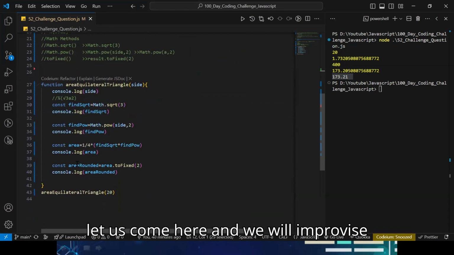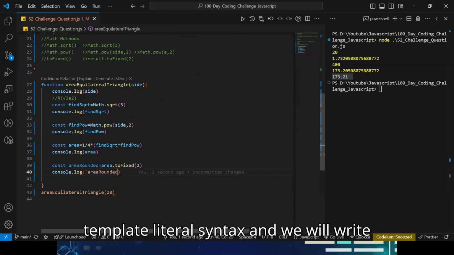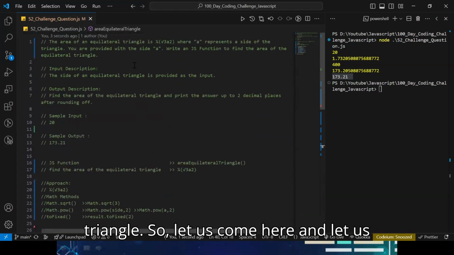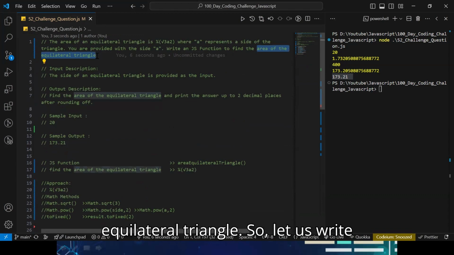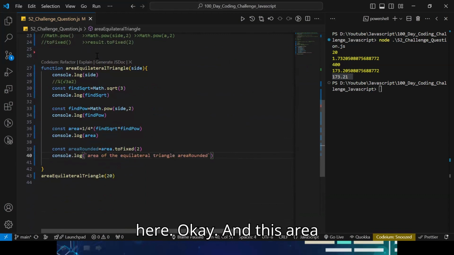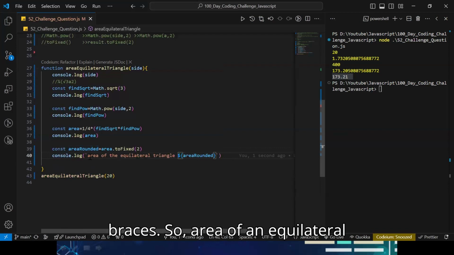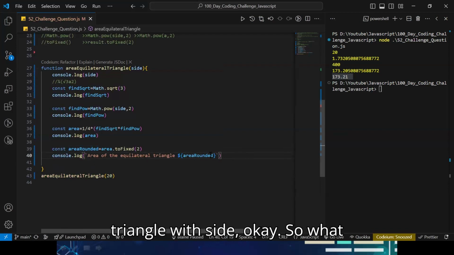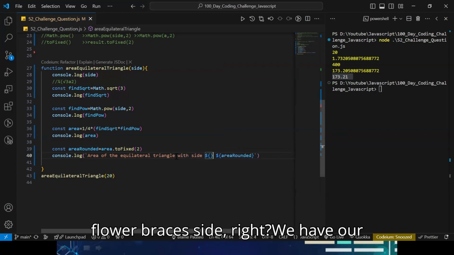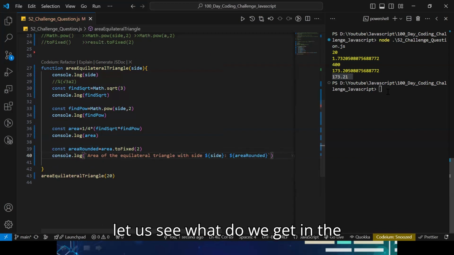Now let us come here and improvise this as well. Let us put this in a template literal syntax and write here: area of an equilateral triangle. Let us take this from here. And this area rounded, first of all, let us put it in the curly braces with a dollar sign. So area of an equilateral triangle with side, what was our side? With side, dollar, curly braces, side, right? We have our side and we will put a colon here. Now let us see what we get in the terminal.